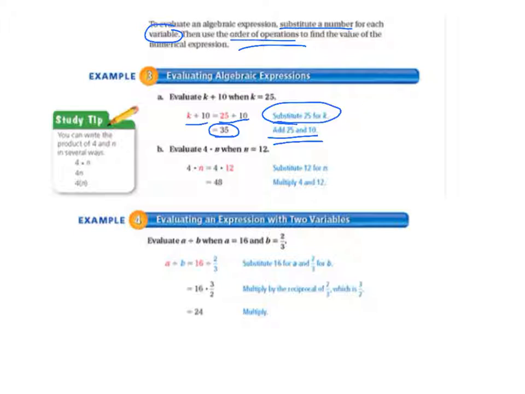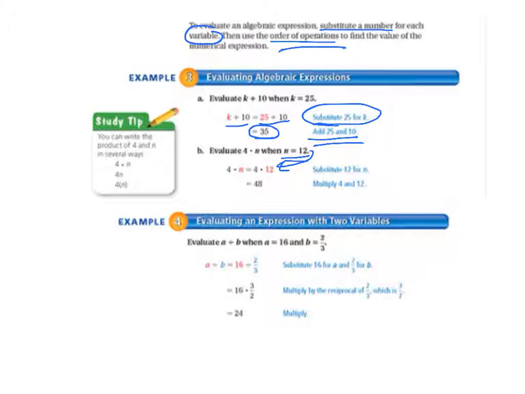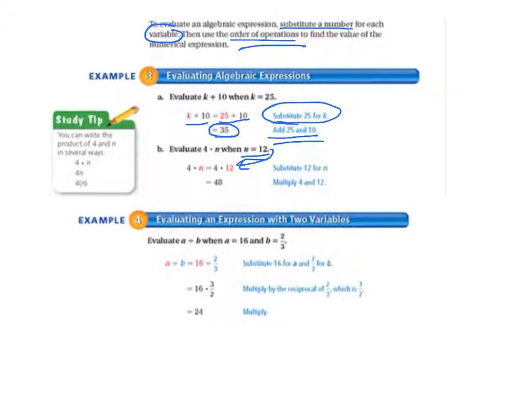Letter B says evaluate 4 times n when n equals 12. So 4 times n equals 4 times 12. So we substituted the 12 for the n. And then we multiply 4 and 12, and we get 48.